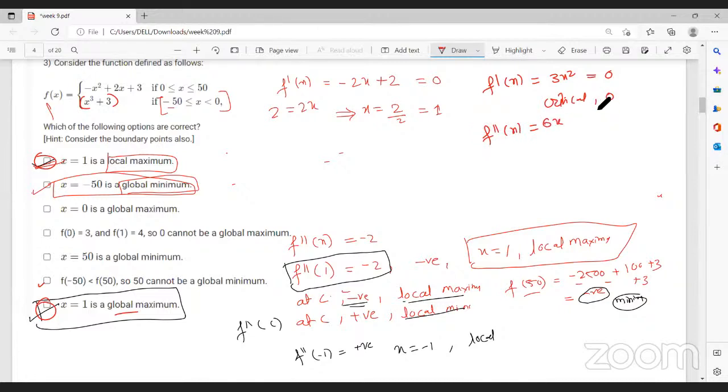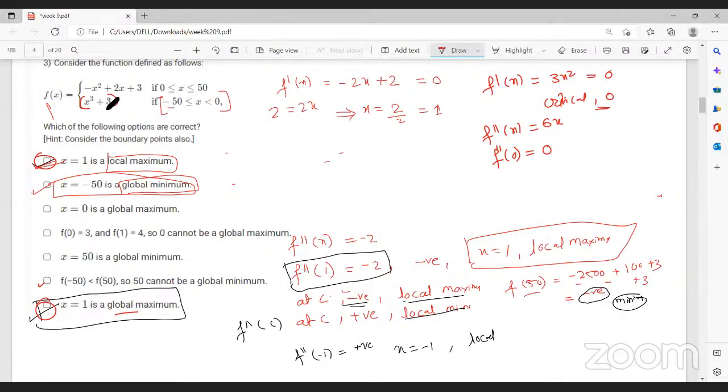So at this particular critical point, what is the value of the function? 0 only, right? So at this particular point, x equals to 0, there is neither maxima nor minima. It is a saddle point. Now let us check for the global maxima and minima.